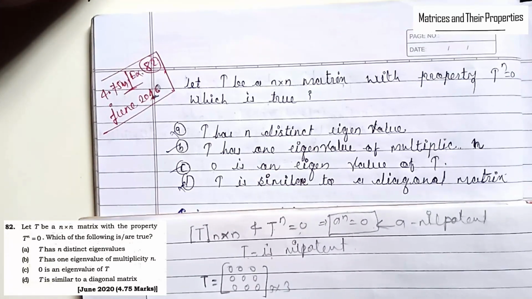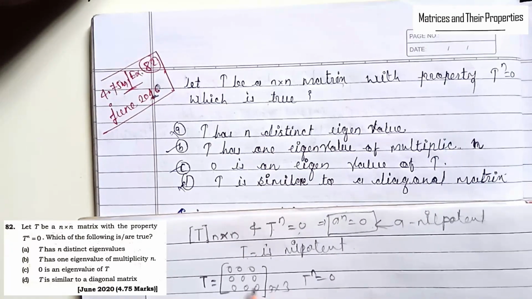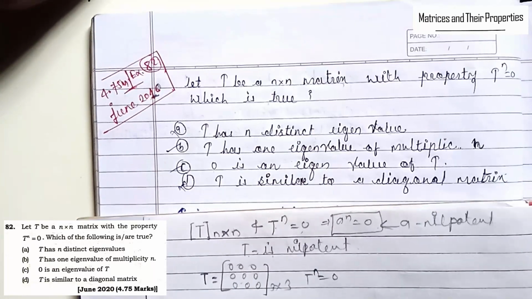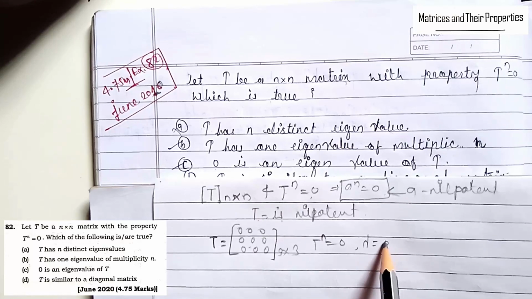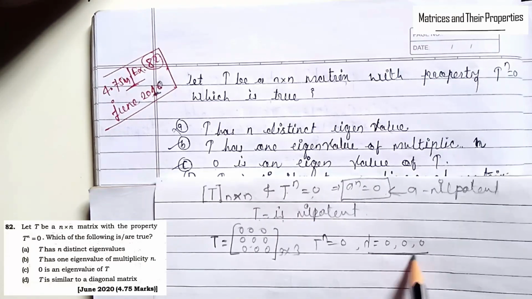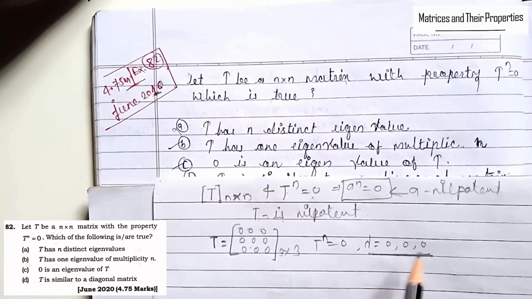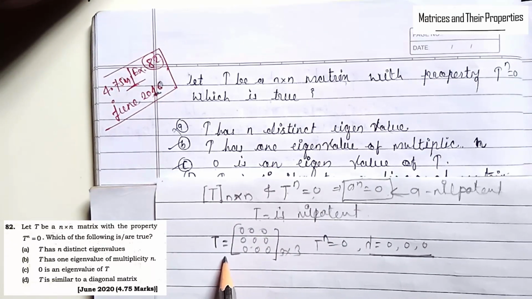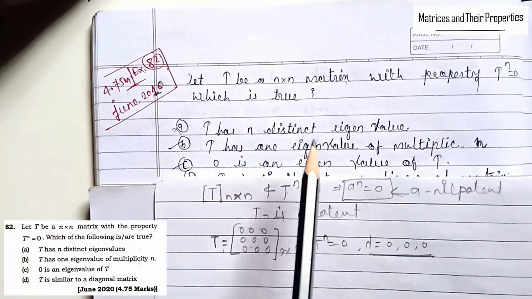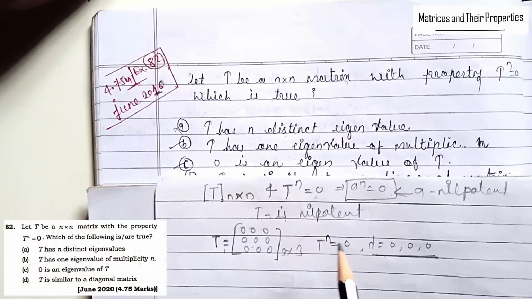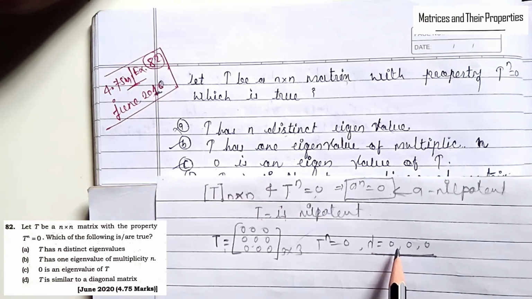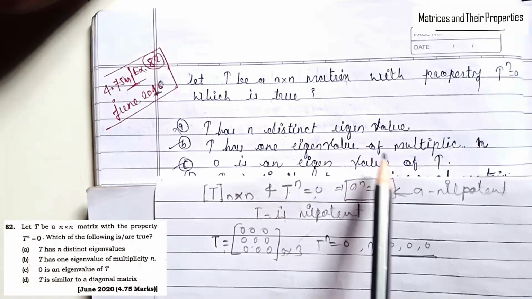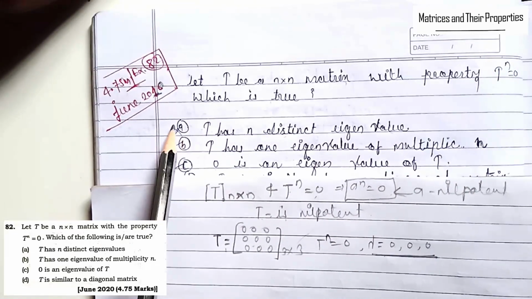If we multiply T squared, T cubed, up to T raised to n, we get T raised to n, which is 0. That means T is a nilpotent matrix. As we can see, lambda is 0, 0, 0, which is the only eigenvalue our matrix T possesses. So how can we say T has distinct eigenvalues? It's never possible, because the only eigenvalue that exists for T is 0. Nothing is distinct here, so the first option is discarded.